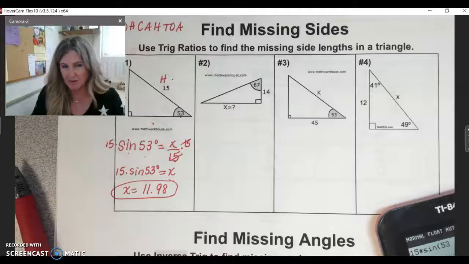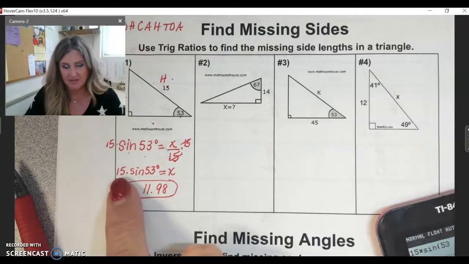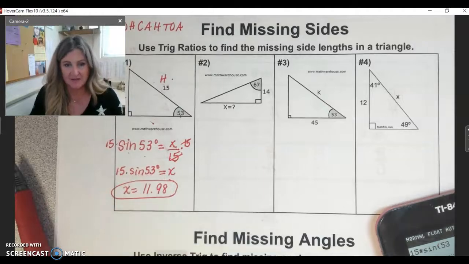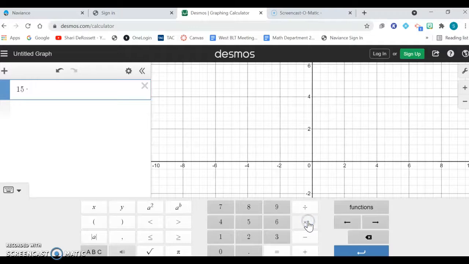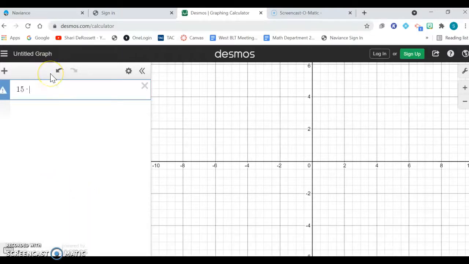So going back to our problem here was 15 times the sine of 53. So using Desmos, I'm going to do 15, and then I can go down here, this little keypad thing. This is going to show me times. Okay, now I'm going to get rid of that. And I'm going to do the sine of 53. And see how I get that same answer there? That 11.98, that's the same answer I got using my calculator. Okay?